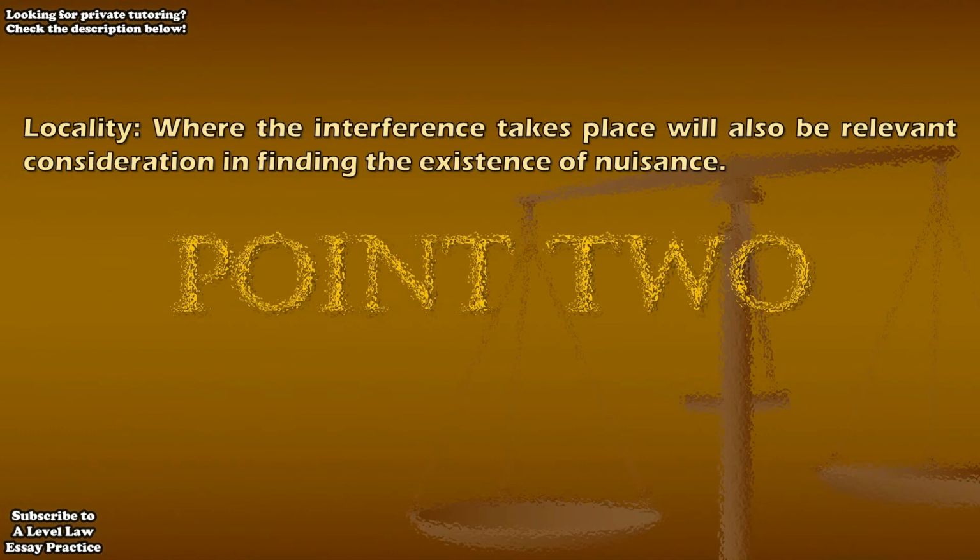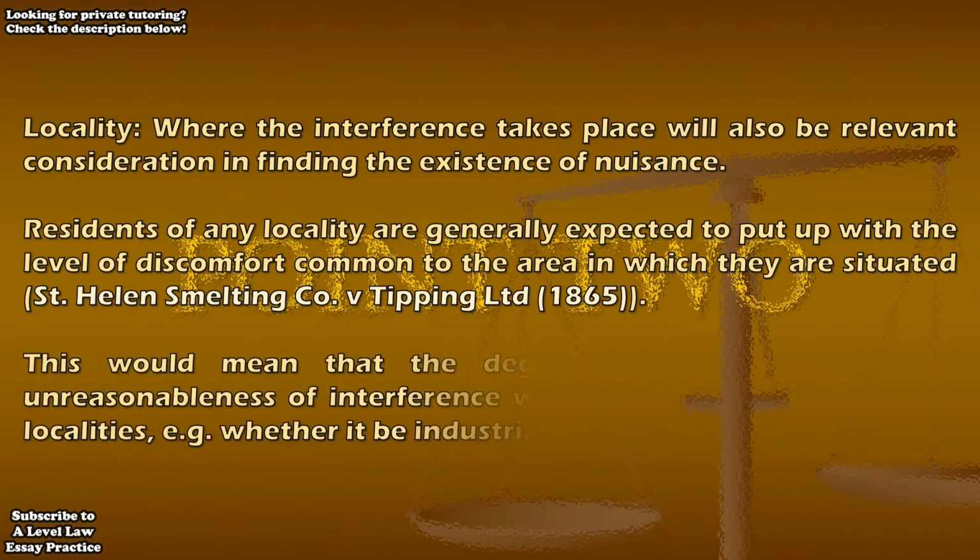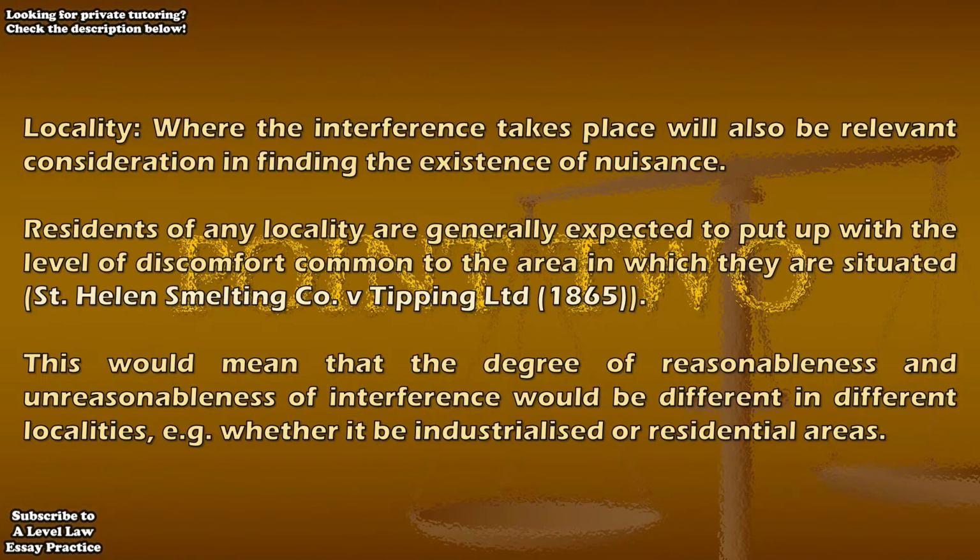For locality, where the interference takes place will also be a relevant consideration in finding the existence of nuisance. Residents of any locality are generally expected to put up with the level of discomfort common to the area in which they are situated. This would mean that the degree of reasonableness and unreasonableness of interference would be different in different localities. For example, whether it be industrialized or residential areas. As the facts did not state the kind of locality we are dealing with, other than the fact that Zach's home is next to a railway line, we cannot comment much on this.